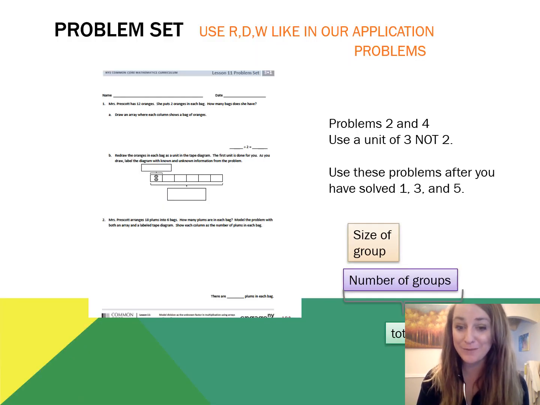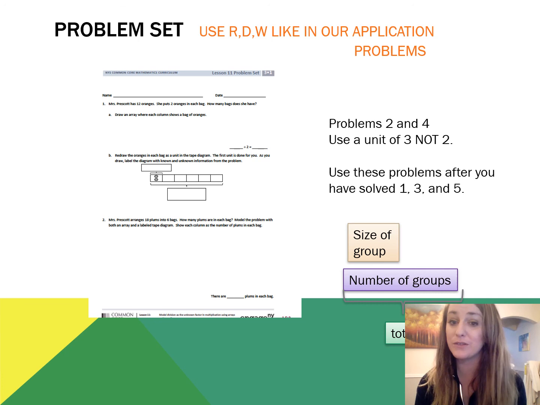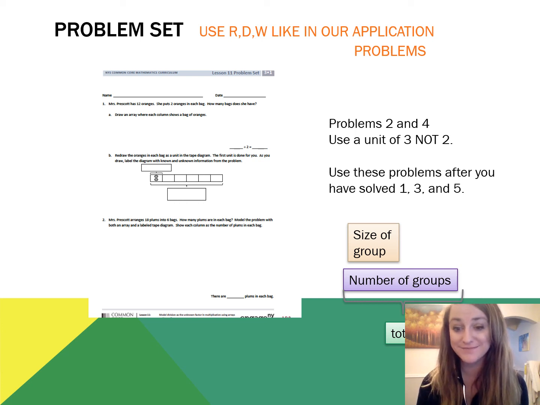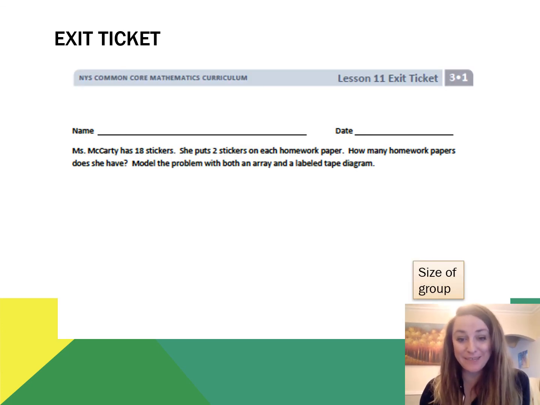Now it's time for your problem set using your Google Slides in our daily assignment. Please know that problems 2 and 4 use units of 3, not 2. And make sure to read, draw, and write your answers. Next, finish your math today by going on to Edulastic and submitting your exit ticket. Remember, exit tickets are very important to track your attendance and your grades.